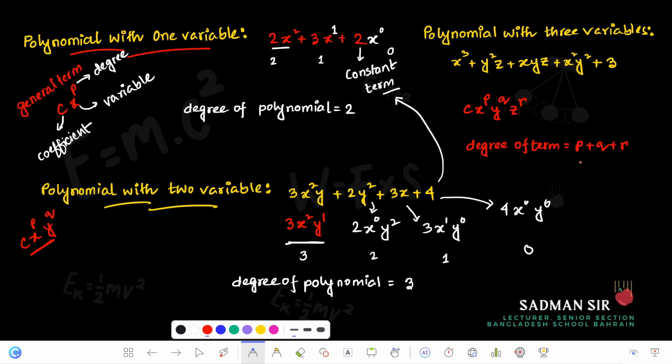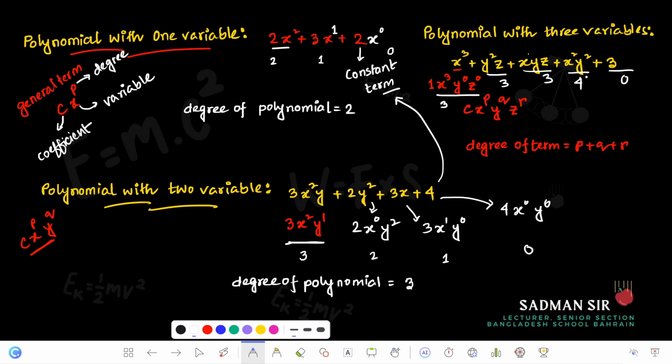Okay, so for this one, we can imagine that the coefficient is 1 and the power for x is cube, then y is 0, and z is 0. So 3 plus 0 plus 0, the degree is 3. For this one you can see 2 plus 1, it is also 3, 1 plus 1 plus 1 is 3, then 2 plus 2 is 4, and here as there is no variable the degree is 0.